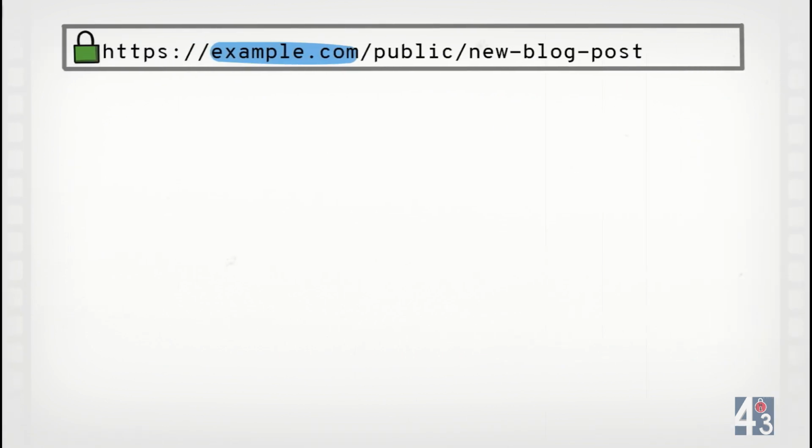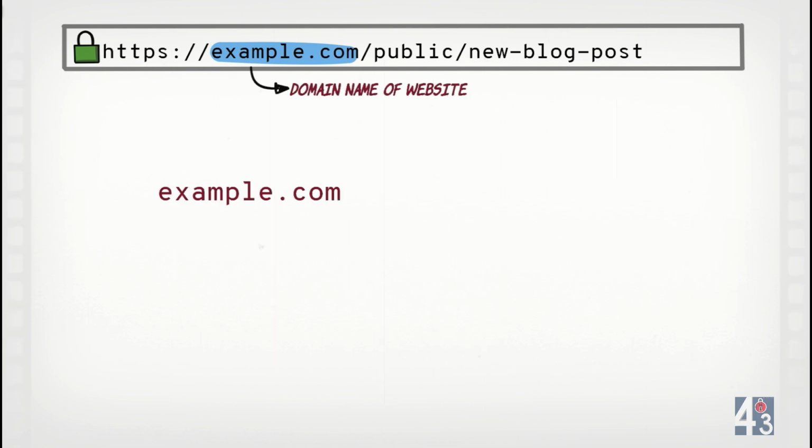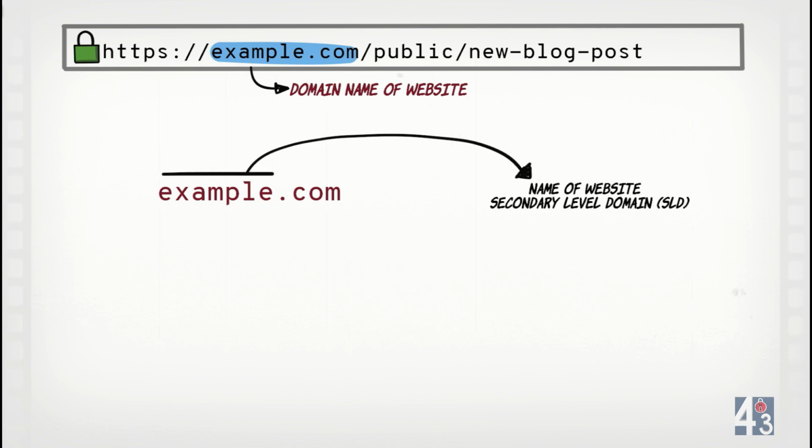Next, we have this portion of the URL that refers to the domain name of the website, and a domain name has a few parts to it, each separated by a period. The example portion of example.com refers to the name of the website. It is called the secondary level domain, and the .com portion of example.com is called the top level domain. And it gives you an idea of what sort of an entity the organization behind the website is.